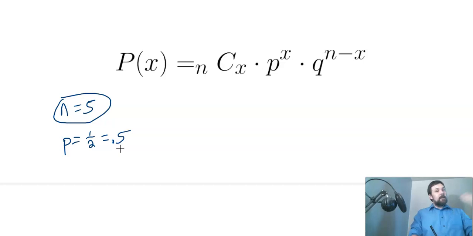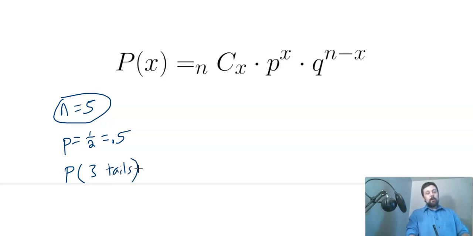And the success in this case is getting tails. All right. So what I could ask is, what's the probability that if I flip a coin 5 times, I get 3 tails out of the 5 coin flips? Now, without this formula, it's a pretty tough calculation to do.